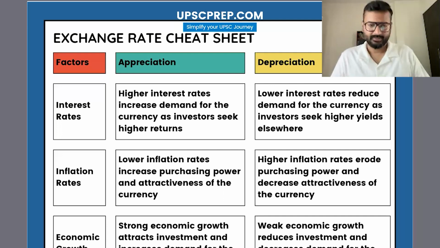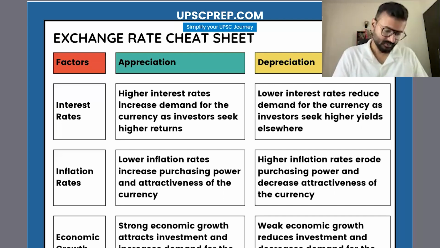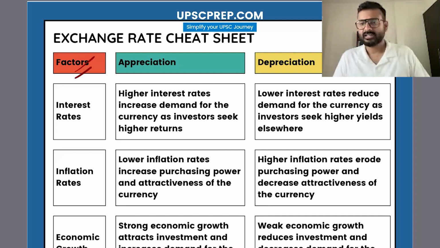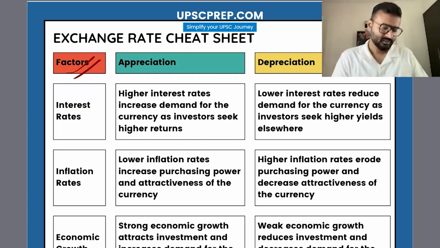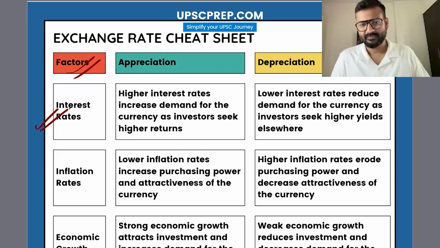All right, next let's look at the exchange rate cheat sheet, right? So in the first column we have various factors which affect the exchange rate, and then we'll see how there is appreciation or depreciation of the Indian rupee. Okay, so first let's talk about interest rates.